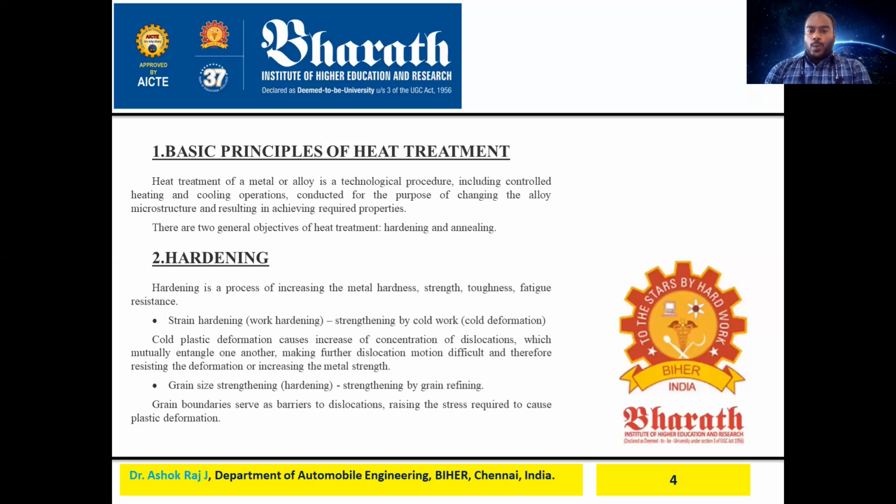There are two general objectives of heat treatment: one is the hardening process and the other is annealing. First we'll discuss the hardening process. What is hardening? Hardening is the process of increasing the metal's hardness, strength, toughness and fatigue resistance. What is strain hardening? It is also called work hardening, strengthening by cold working. There are two types of working: cold working and hot working. If you do the process at room temperature, that is cold working. If you do it at a temperature above room temperature, that is hot working.